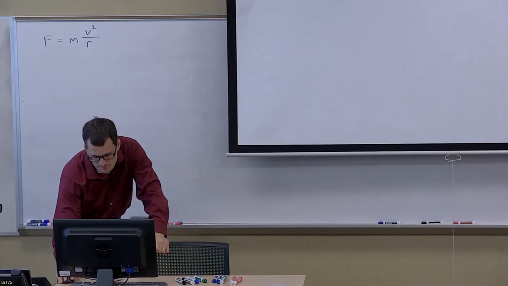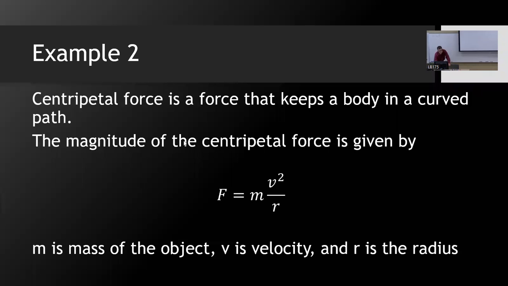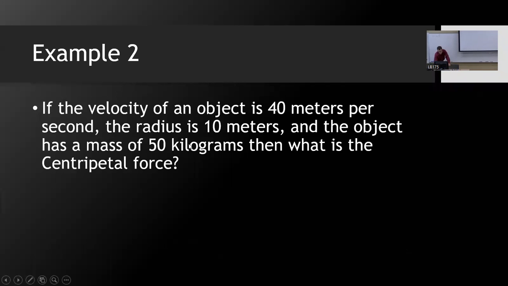Okay. So you probably guess what we're going to do. We're going to say, if the velocity of an object is 40 meters per second, the radius is 10 meters, and the object has a mass of 50 kilograms, what's the centripetal force? Calculate this on your own.